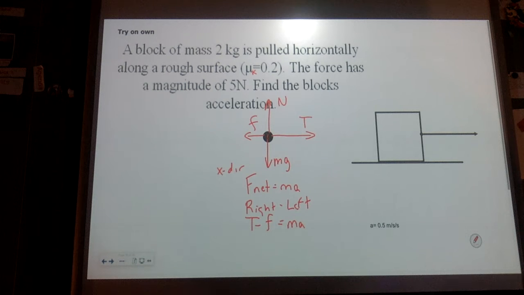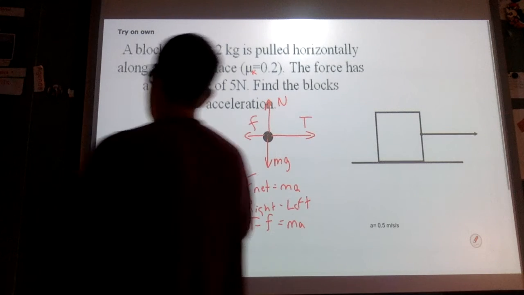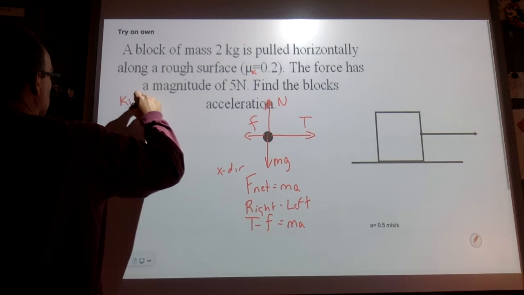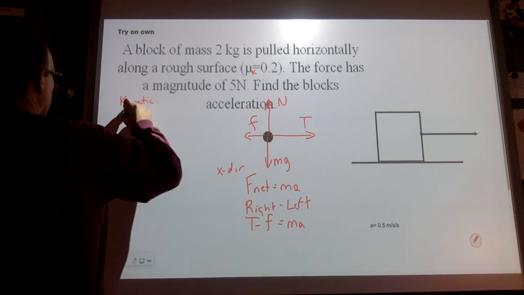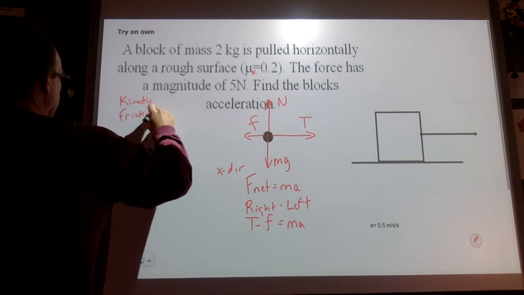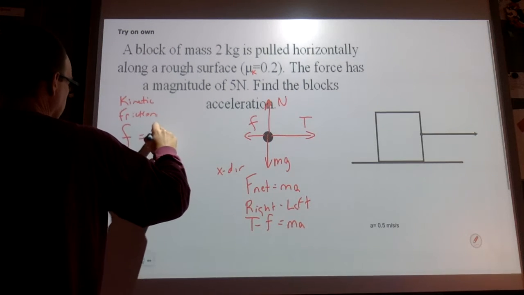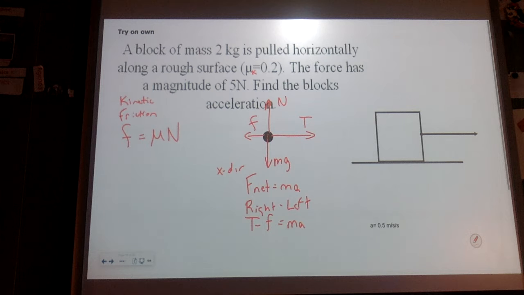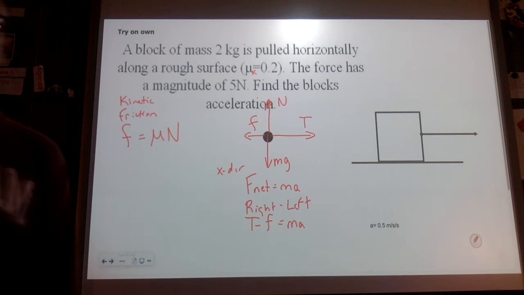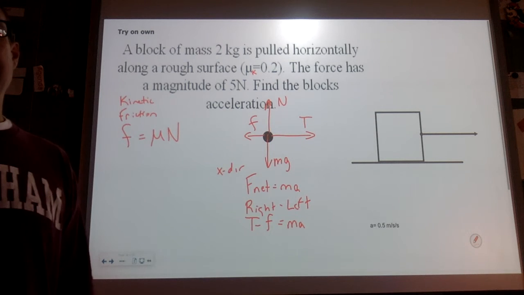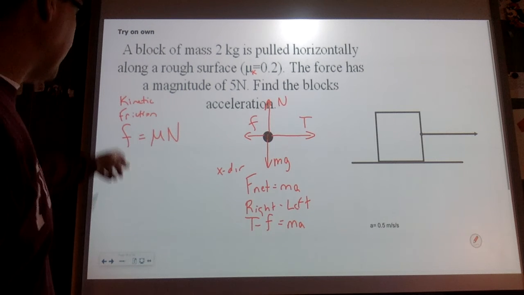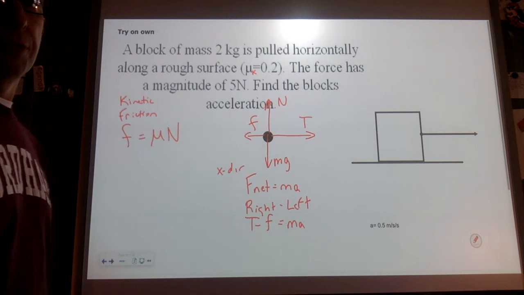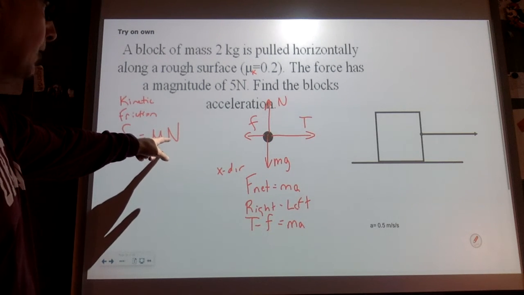But I don't know F. Mu is not F. Mu is the coefficient of friction. But I do know that for kinetic friction, the force of friction is equal to mu n. For static friction, it's equal to or less than mu n. But for kinetic friction, it's equal to mu n. So I can get n. How can I get n?